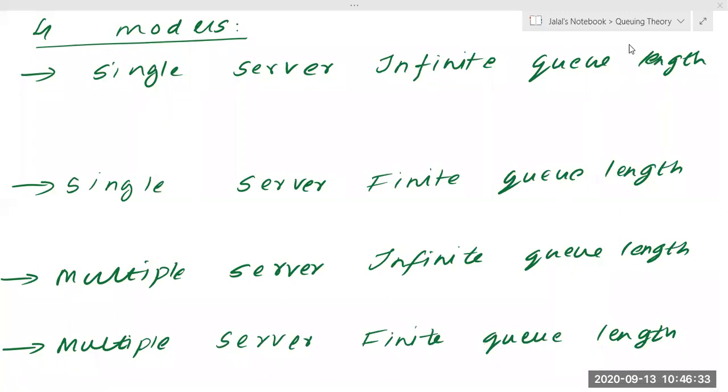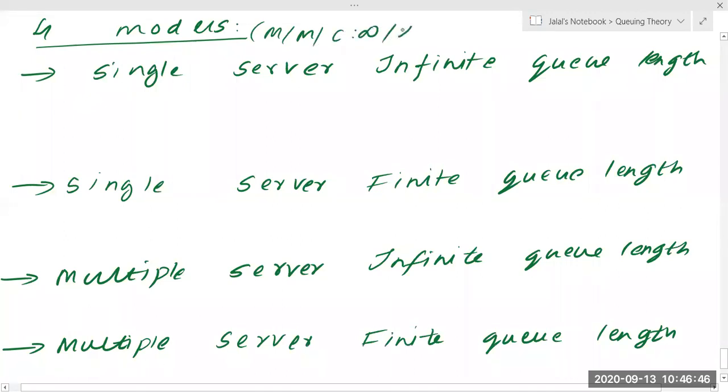Now, how do you write this in mathematical terms? I'll just tell you the single method, I'll just write the method. M colon M colon infinity colon infinity model. These types of models are called... any queuing model can be represented by this M/M/C colon infinity/infinity model. Now I'll write it for a single server.